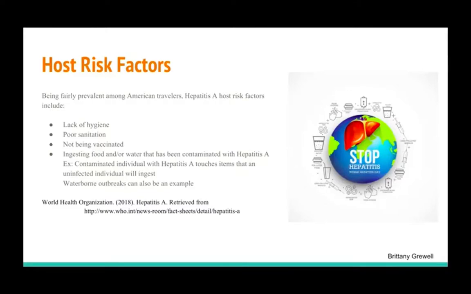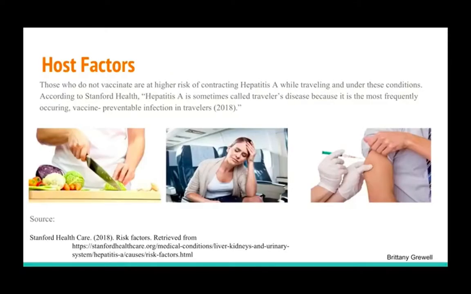Moving on to the host risk factors, being fairly prevalent among American travelers, hepatitis A factors include a lack of hygiene, poor sanitation, not being vaccinated, and ingesting food or water that has been contaminated with hepatitis A. An example of this could be an infected individual who has hepatitis A touching an item that an uninfected individual will ingest. Also, waterborne outbreaks can be an example. Those who have not been vaccinated or wish to not be vaccinated are at a higher risk for contracting hepatitis A, especially while traveling under the conditions listed before.